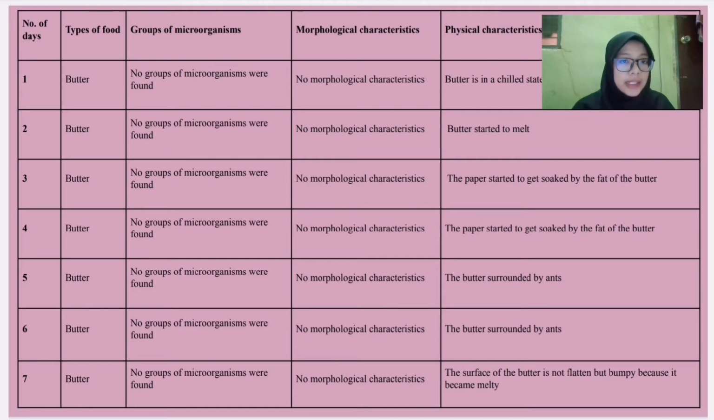Same as the closed system, there is no group of microorganisms and no morphological characteristic found from the first day until the last day. For the physical characteristic, we can see that the butter started to melt on day 2. We can see that the pepper started to get soaked by the fat of the butter on the third day. As time goes by, the butter was surrounded by ants from day 5 until day 7. But the most important thing is the surface of the butter has become more bumpy due to the melty state.